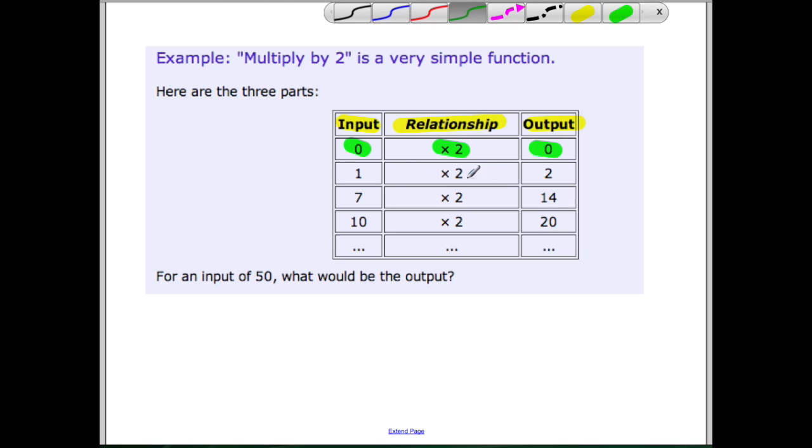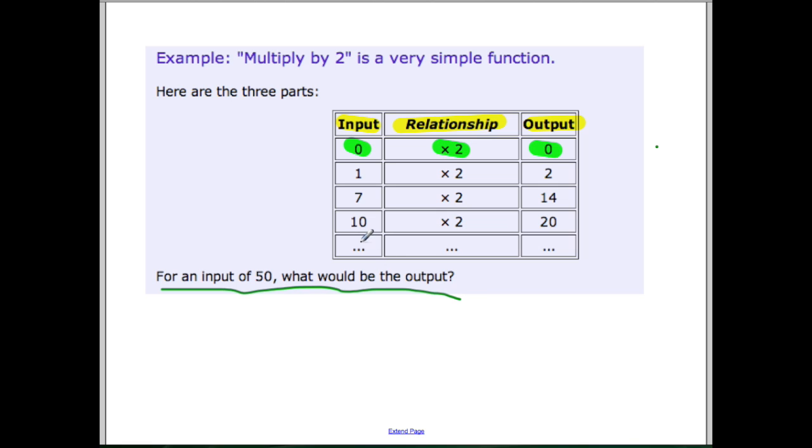If we take 1 times 2, we know that we're going to get 2. Our input, 7, times our relationship, which is also kind of our rule that we've practiced with. So if we take 7 times 2, we know that gives us our output of 14. 10 times 2 gives us 20. And it says down here, for an input of 50, what would be the output? So if we put 50 in here, we know our rule is times 2. We know that 50 times 2 is 100, so our output would be 100.